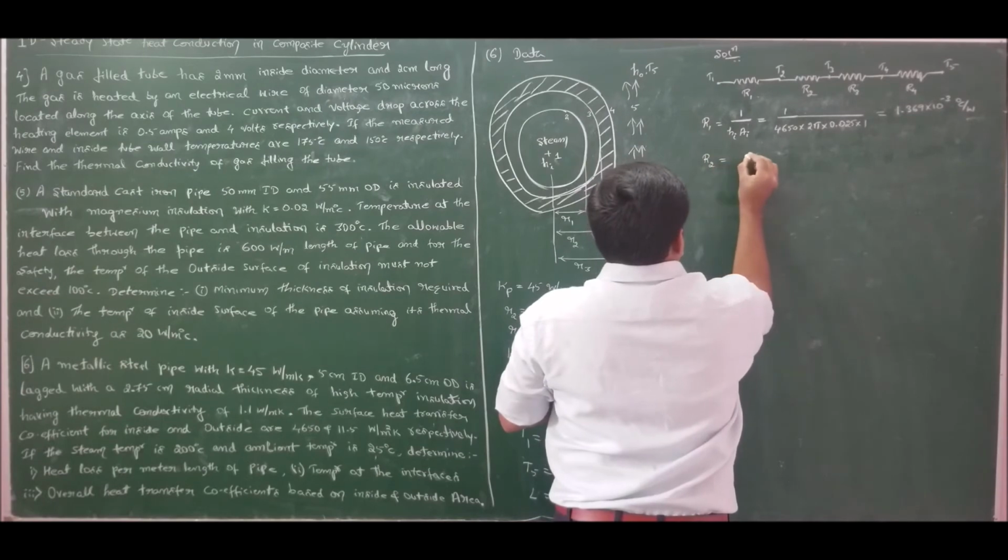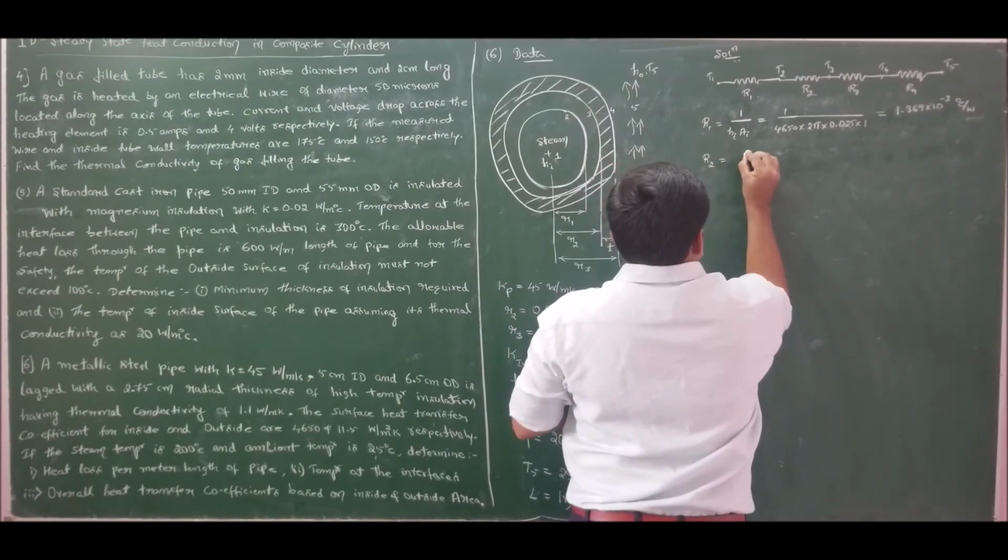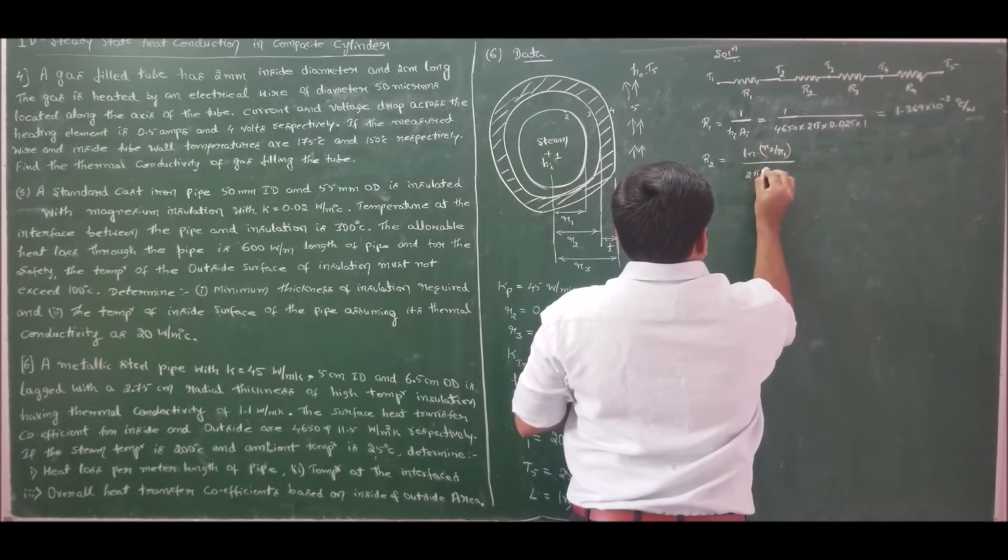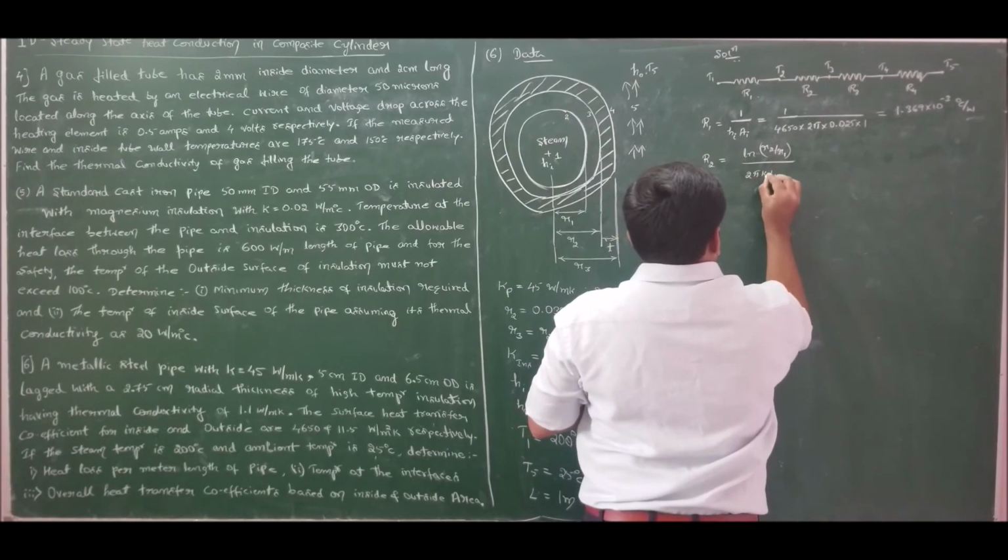Moving to R2, R2 is given by ln of R2 by R1 divided by 2 pi K L. So here K is K of pipe.